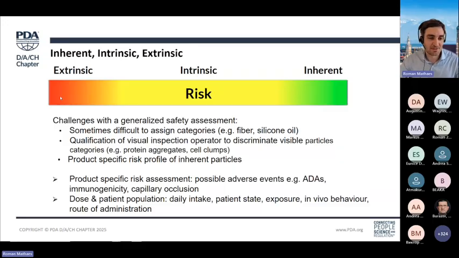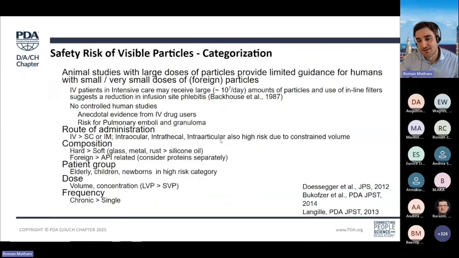And visual inspection operators would need to be trained and qualified to not only detect particles, but also reliably discriminate different categories of particles, which is a challenge. It's not impossible, but it's a challenge. And then to top it all off, some inherent particles, for example, some protein particles or aggregates, may very well have a higher safety risk to some patient populations than some of the intrinsic particles. I'm mentioning these examples because they illustrate the necessity for product-specific particle risk assessments.